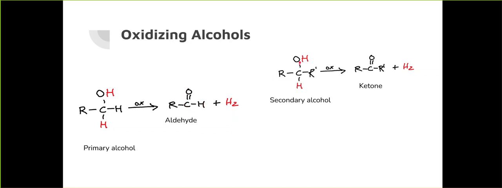But if you oxidize a secondary, so here is a carbon that's attached to two R groups, then again, you're going to lose the two hydrogens and form a double bond, and you now have RCOR, you have a ketone. So primary alcohols give you aldehydes, secondary alcohols give you ketones. Any questions there?